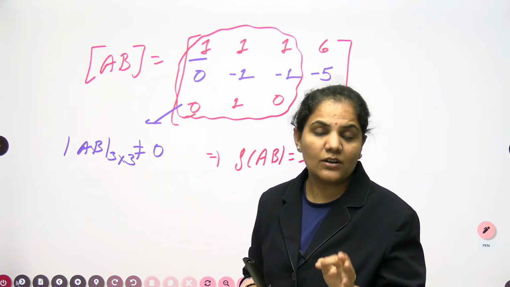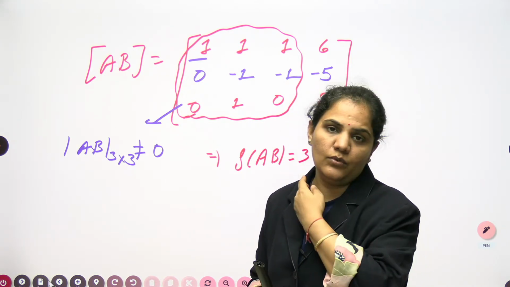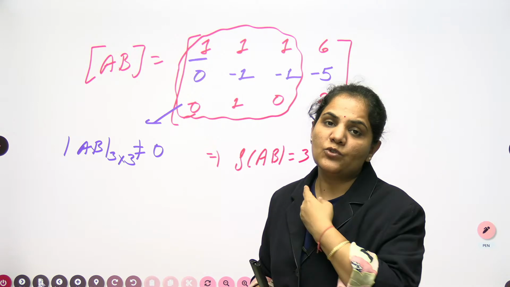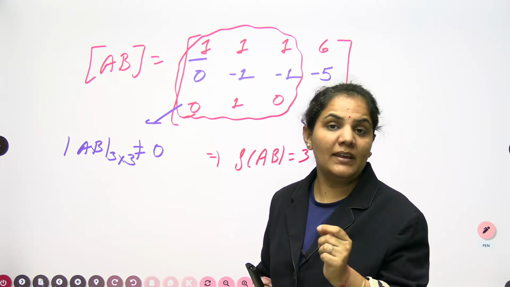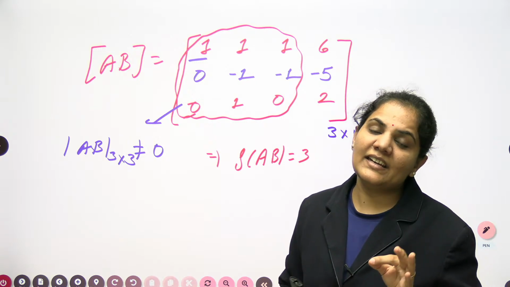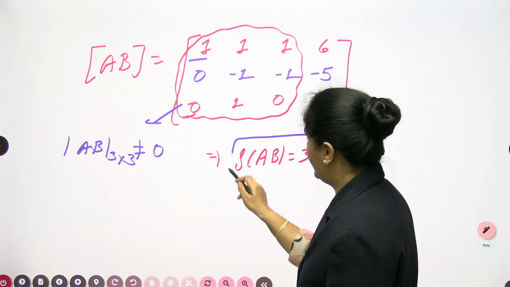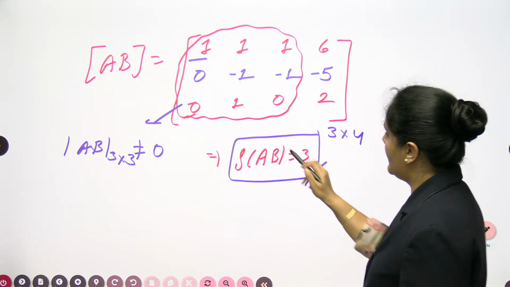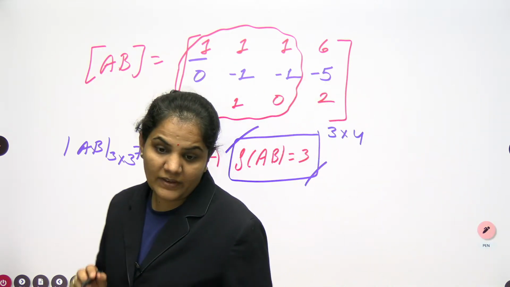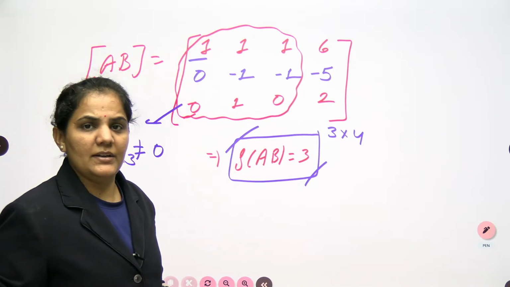If in a 3 cross 4 matrix any one minor of 3 cross 3 is not equal to 0, instantly I can conclude my rank is equal to 3. So I can write down rank of matrix AB equals 3. Now it is clear.